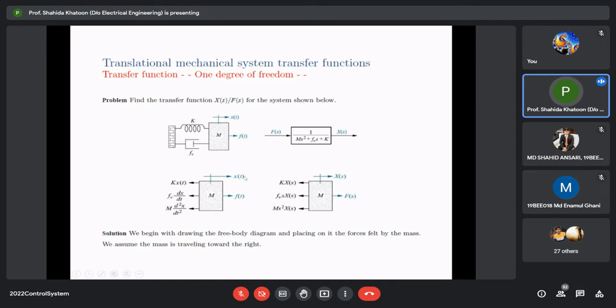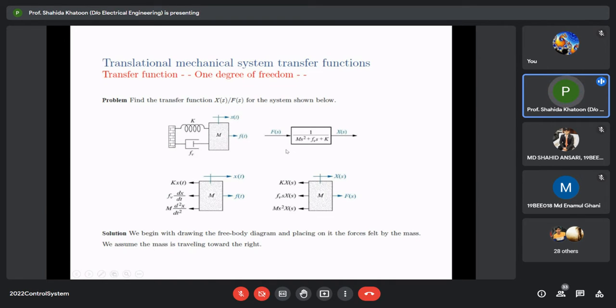So if you take the Laplace transform of this whole system, you get k xs. Laplace transform of dxt by dt is s xs. Laplace transform of d2x by dt2 is s square xs. Right? So xt is replaced by xs, ft is replaced by fs. If you represent this system with the help of a block diagram, you write the transfer function, you take the input as fs and output as xs.